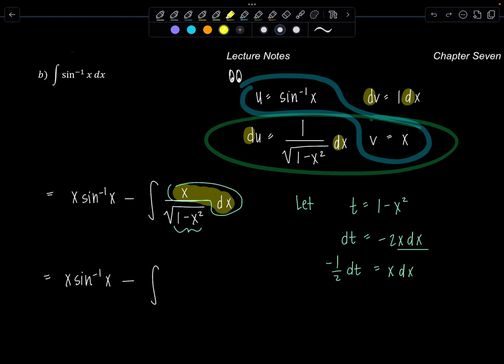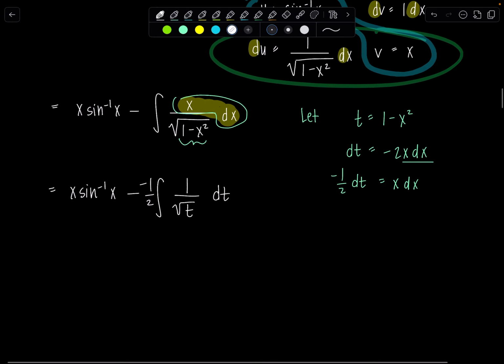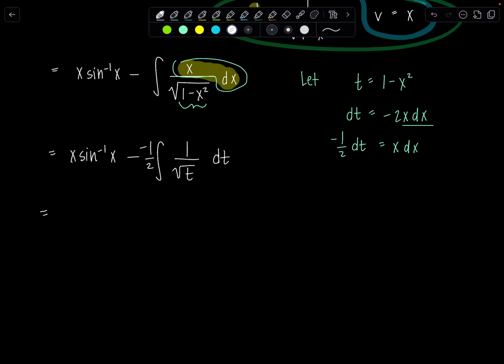But what I like to do is put the negative 1/2 outside my integral. dt is here. And then I'm just going to have square root of t in the denominator. So I'll write it as 1 over square root of t. Take a second. Are you okay? All right, beautiful. Now let's rewrite it so we can find the antiderivative more easily. So this is x sine inverse of x plus 1/2 integral t to the negative 1/2 dt, yeah?